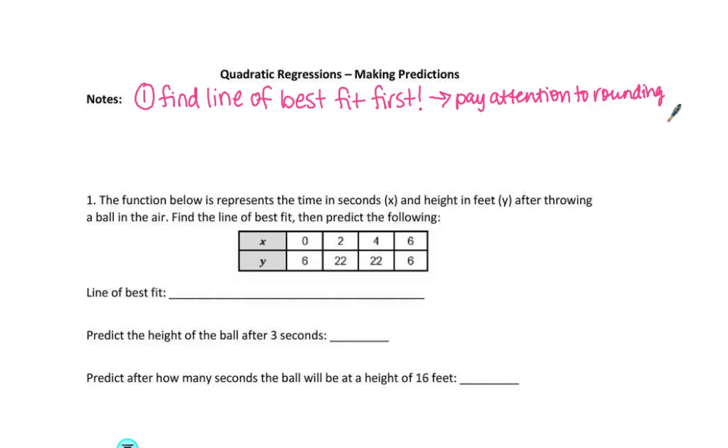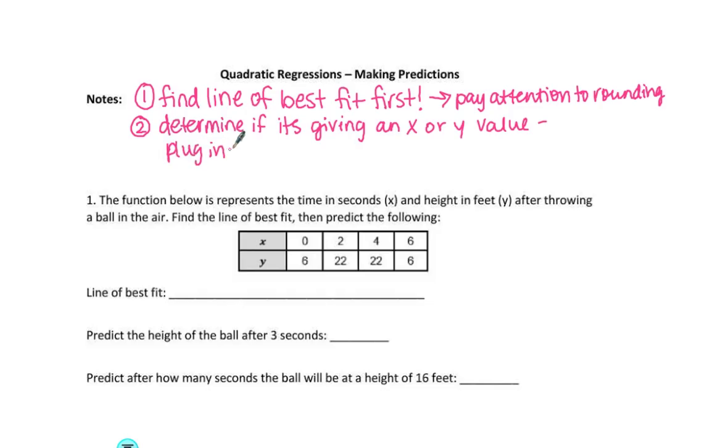A second thing is whenever we're making predictions, determine if it's giving an x or y value, and then we're going to plug in accordingly. So if it gives you an x value, we're going to plug it in for x. If it gives us a y value, we're going to plug it in for y.